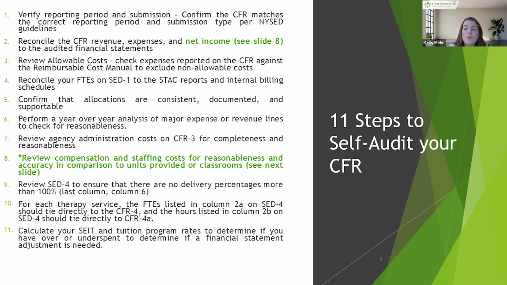On SED4, you always want to make sure that that last column, which is your delivery percentage, shouldn't be more than 100%. Sometimes if it is, that just means you have an error in a column on the schedule that comes prior to that last column. I was going to say on that one, as Kelly mentioned, if your percentage is over 100, or if you have a really low percentage, that could mean something else is wrong, either from a staffing perspective, maybe you've got some of your related service staff charged to the wrong program.